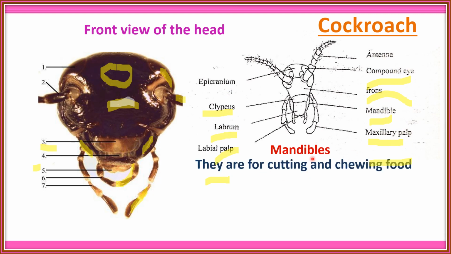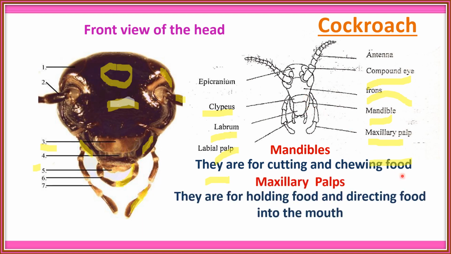So the mandibles, we have looked at the mandibles here. The mandibles are used for cutting and chewing. Then we have the maxillary palps. The maxillary palps, these ones that we see, they hold the food and then direct the food into the mouth. The mandibles are for chewing and cutting.